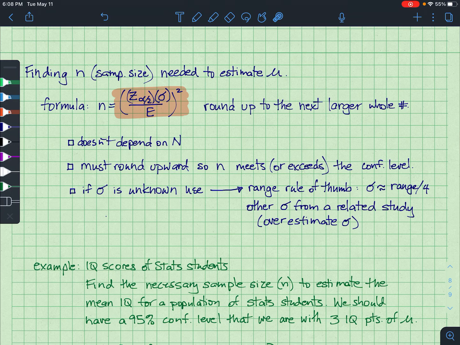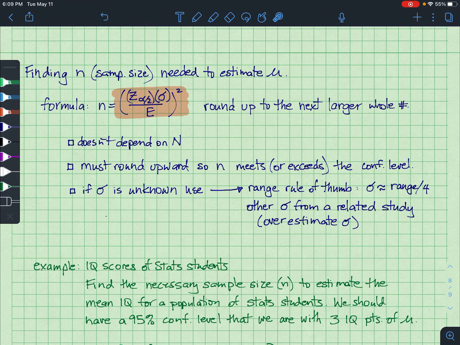All right. Then we can re-engineer. This is finding the sample size needed to estimate mu. Okay, so here's our formula for n. And notice we have our z-value times the standard deviation. So in this case, you've got to have the standard deviation. There are ways around that, more of that in just a moment. But divided by the error, square that result, and then you round up to the next larger whole number.